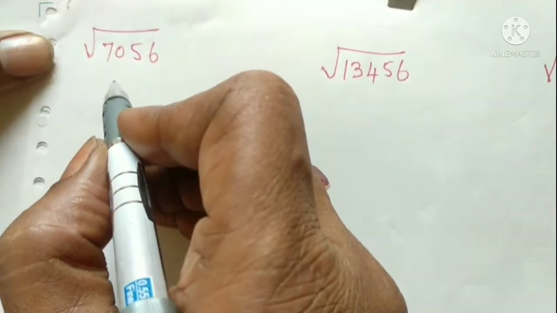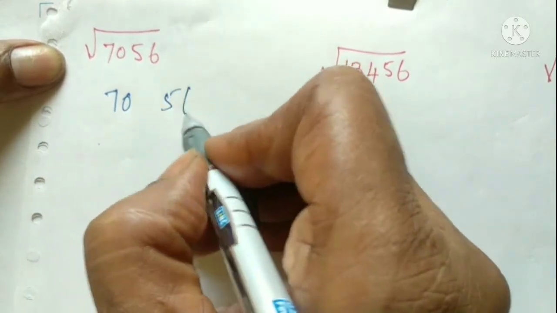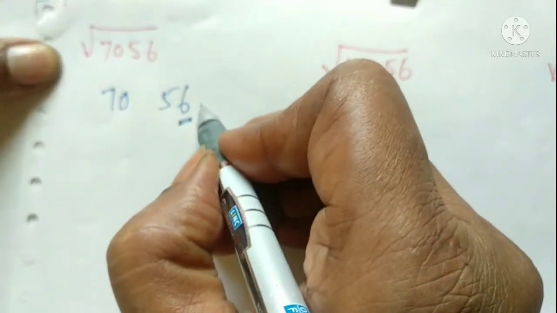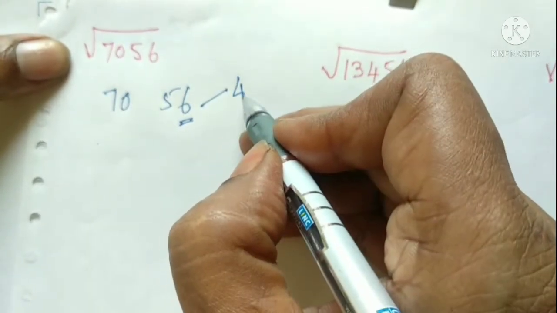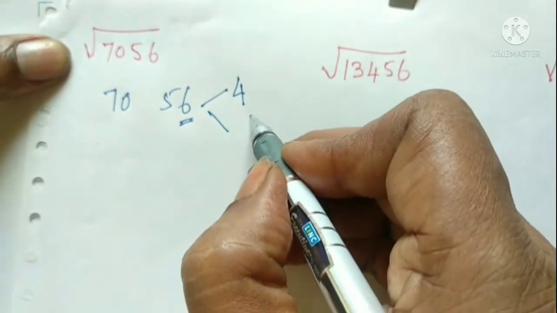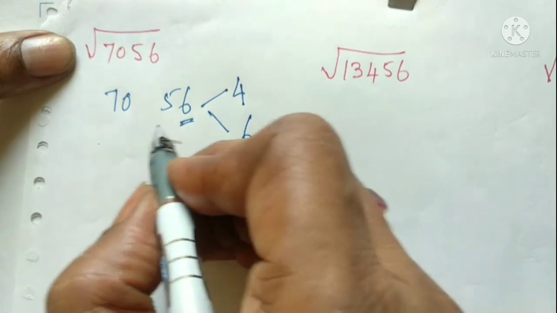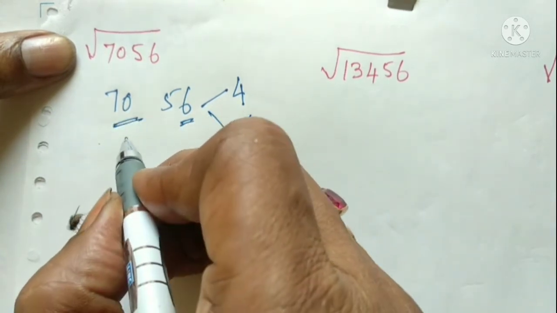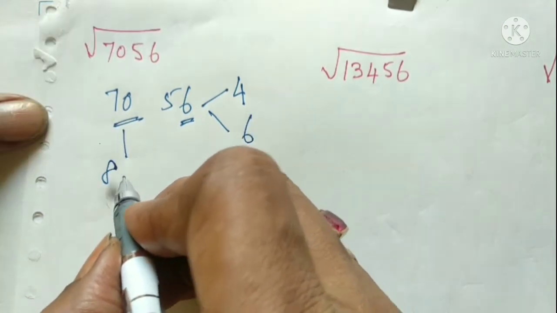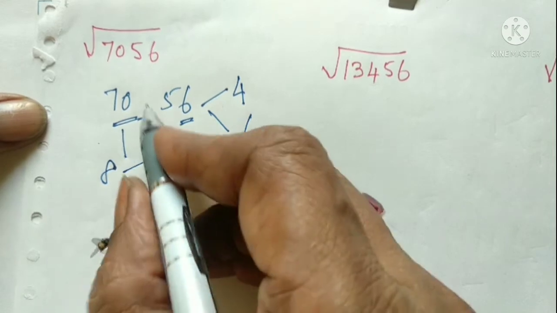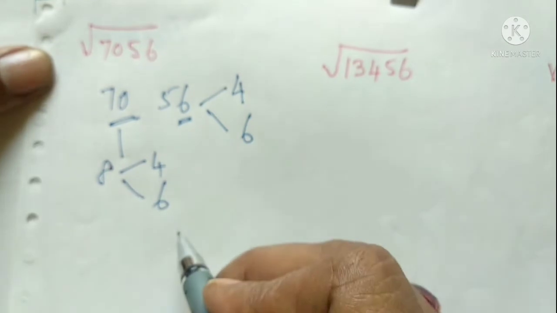Let us consider another example, 7056. The first part is 70 and the second part is 56. So 6 is in the units place. So the square root may be 4 because 4 4 is 16, or 6, 6 6 is 36. So now you consider 70. The perfect square below 70 is 8 8 is 64. So the square root of the given number may be either 84 or 86.